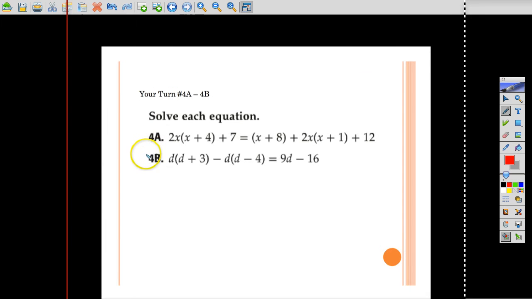Okay, so here's your turn for A and for B. This is the last slide for today's lesson, so go ahead, do these two problems, and you need to show all your work, but all you're doing is using the distributive property here and there, simplifying by combining like terms and finding out what x equals.